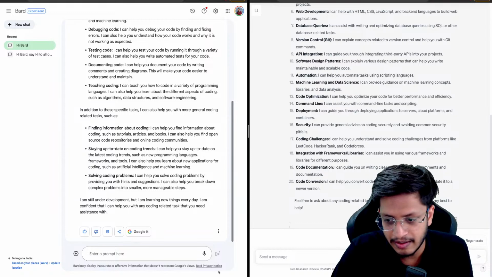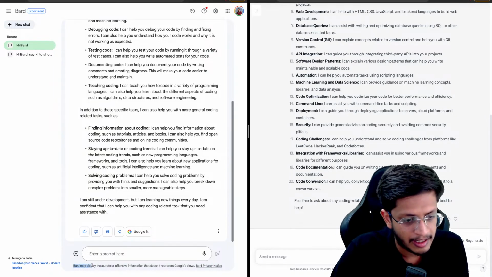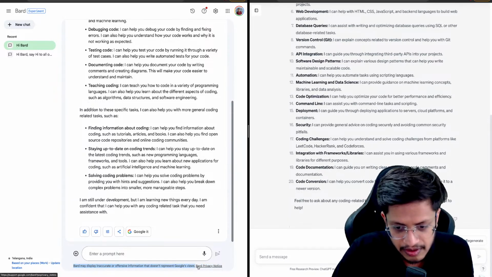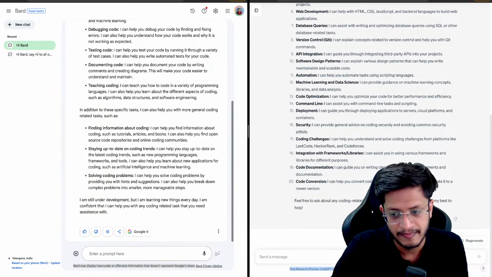So here, in both the platforms, it's written at the bottom that Bard may display inaccurate or offensive information that doesn't represent Google's views. Similarly, in GPT, it's written that it's a free research preview, and ChatGPT may provide inaccurate information about people, places, or facts.